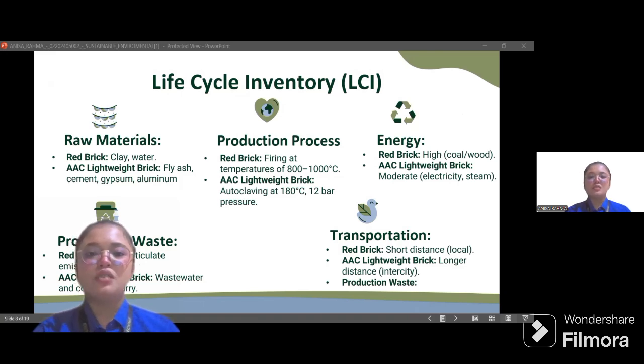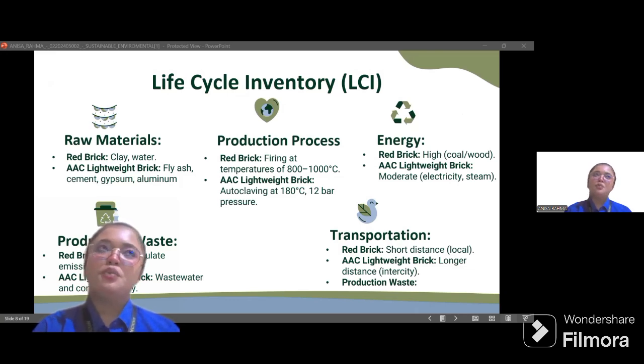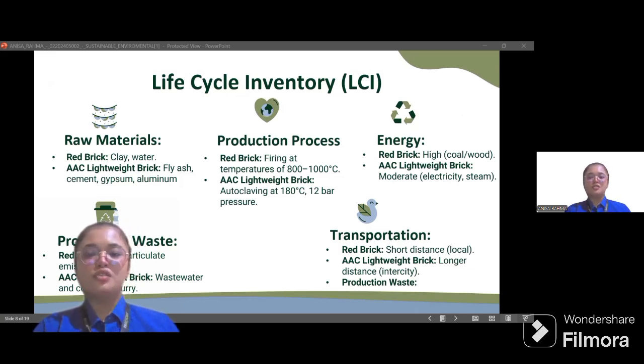This process heavily relies on fossil fuels such as coal or wood, which result in significant carbon emission. On the other hand, the production of AAC bricks requires moderate energy consumption. The autoclaving process relies on electricity for heating and steam to achieve the necessary pressure. While not relying on direct combustion, energy use is still considerable, though lower than for red brick production.